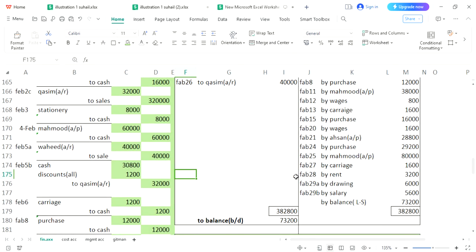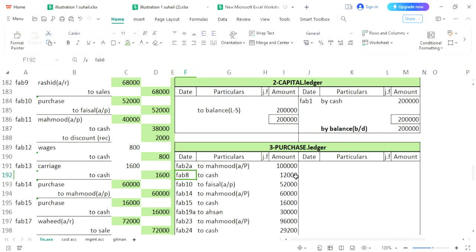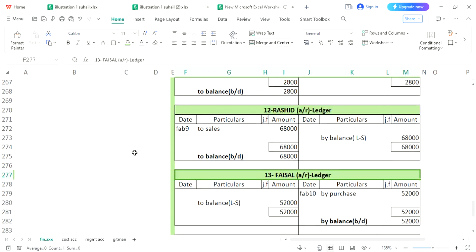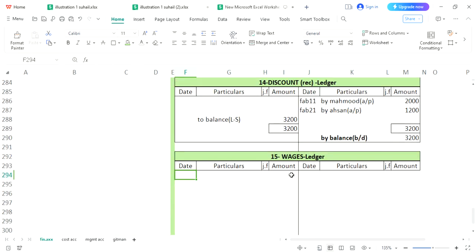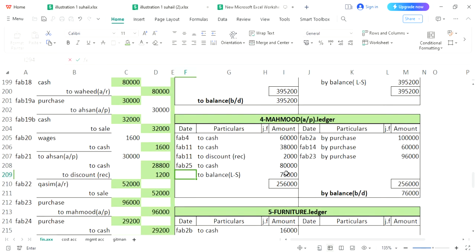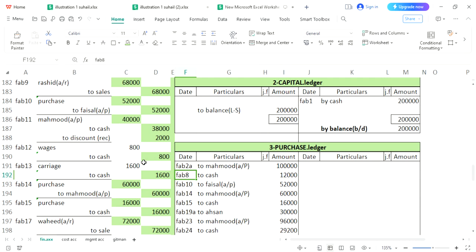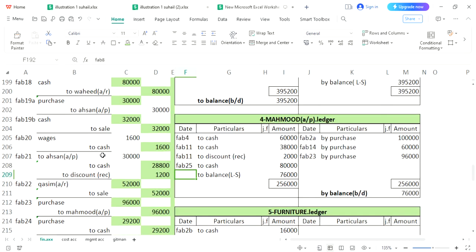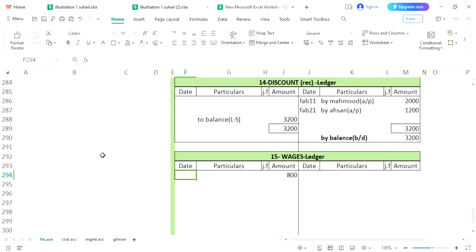Let's go and see where wages are present. Here first 800 wages are debited, so we will choose the debit side and we'll write 800. Now see what was the reference of this 800. To cash is written on the opposite side. This will be used as reference to cash.